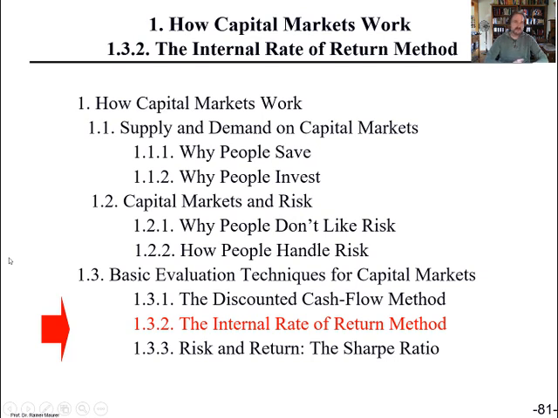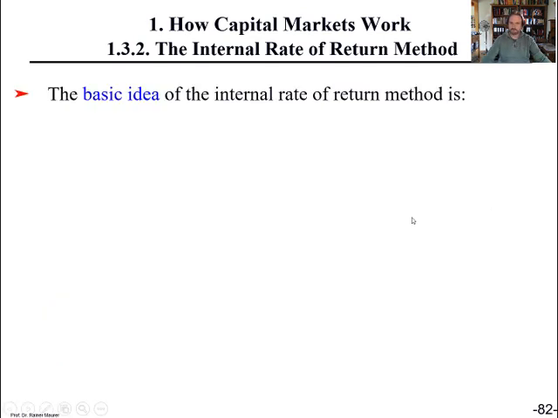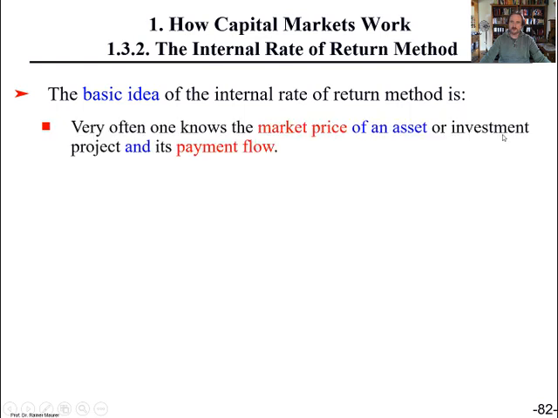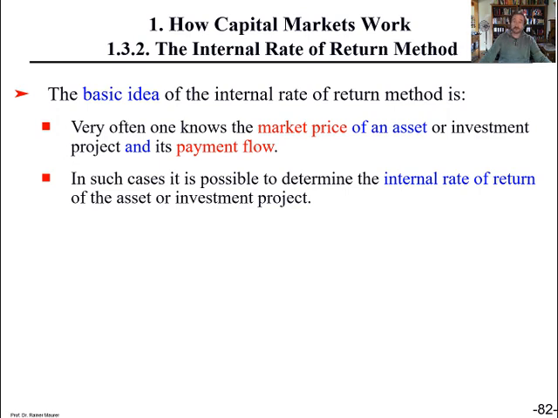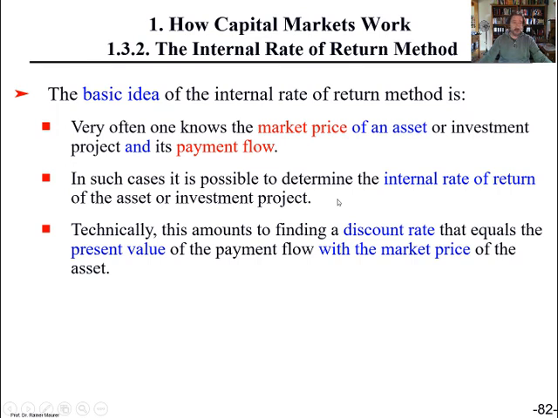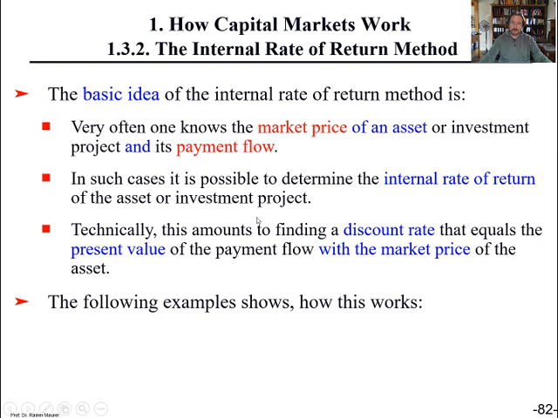Next, we will discuss the internal rate of return method. The basic idea of the internal rate of return method is, very often one knows the market price of an asset or investment project and its payment flow. In such cases, it is possible to determine the internal rate of return of the asset or investment project. Technically, this amounts to finding a discount rate that equals the present value of the payment flow with the market price of this payment flow. The following example shows how this works.